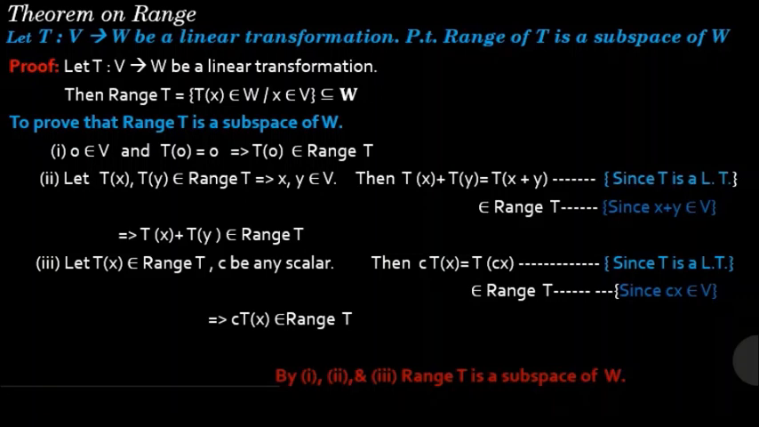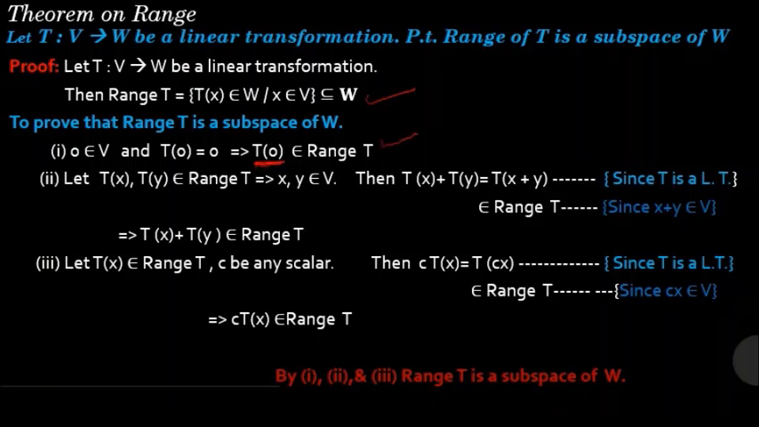So what is the range? Range T is equal to the set containing T of X belonging to W such that X belongs to V. This is already a subset of W. So first point: 0 belongs to V and T of 0 is equal to 0, because the 0 element will be mapped to the 0 element only. Since T of 0 is a T image, it will be there in the range of T, because every T image will be in the range. So the 0 element is there in the range.